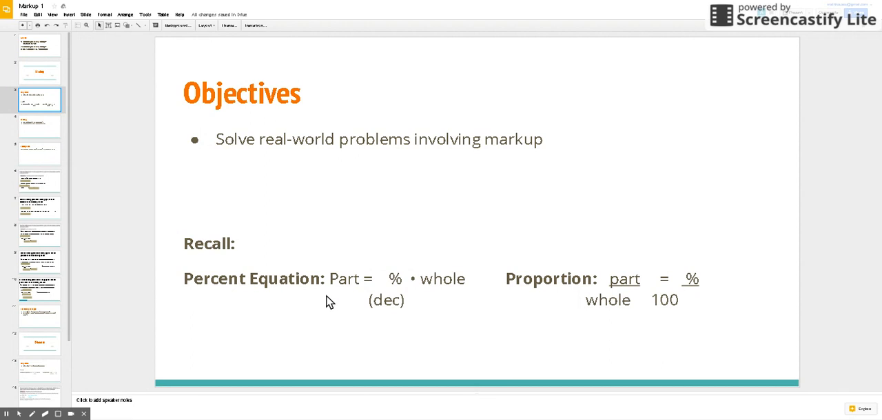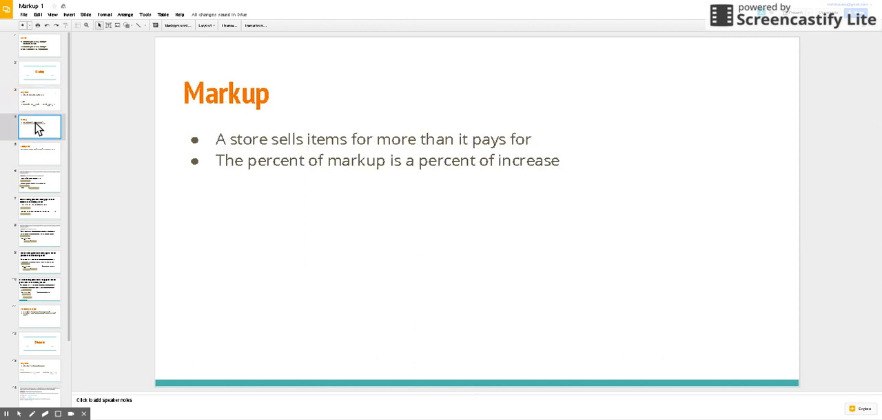Recall that your percent equation is part equals percent as a decimal times your whole, or your percent proportion is part over whole equals percent over 100. We're going to be working with the percent equation.